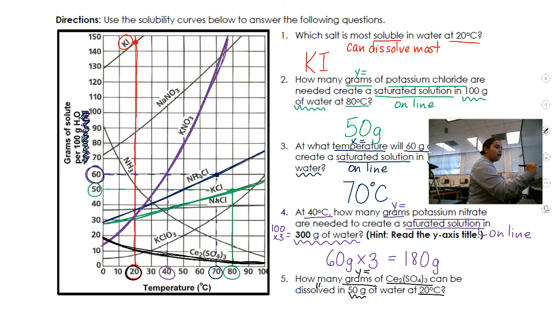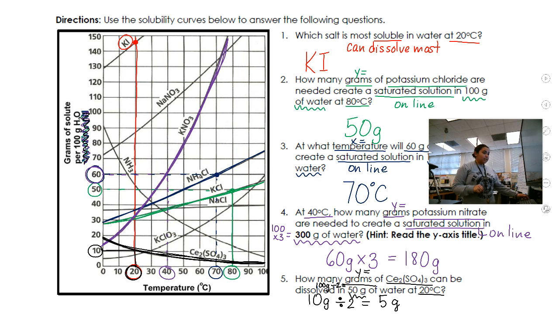Well, I could take 100 grams of water and I could divide that by 2. So whatever answer I'm going to get on the graph, I'm going to take that answer and divide it by 2 to get the real answer. So at 20 degrees Celsius, I'm going to go up to the line. I see that that's 10 grams, but that's not my answer. I'm going to take 10 grams divided by 2, and the correct answer would be 5 grams.